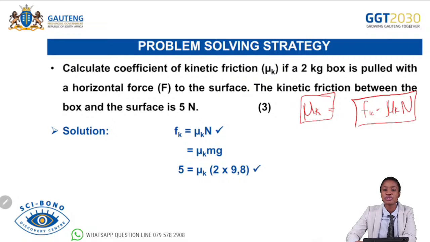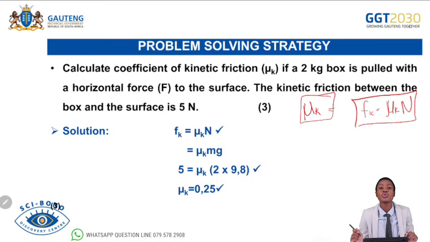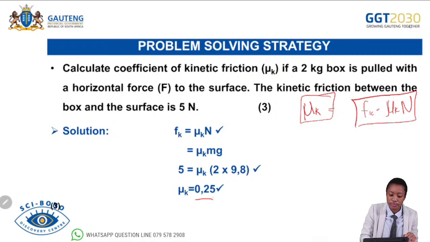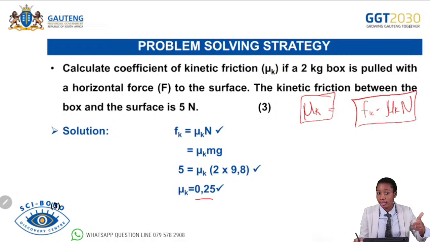Then after substitution, you can rearrange to work out the unknown, and in this case the coefficient is 0.25. So that is your coefficient. Easy 3 marks. So remember, the first one is writing the formula. That's a mark. Substitution into the original formula. That's a mark. Then you work out your answer. Calculation of your answer. That is your 3 marks.